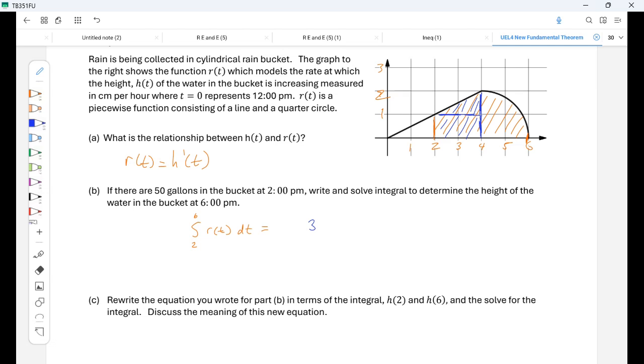So then I need the area of the quarter circle. Despite the fact that quarter circles and half circles don't usually.